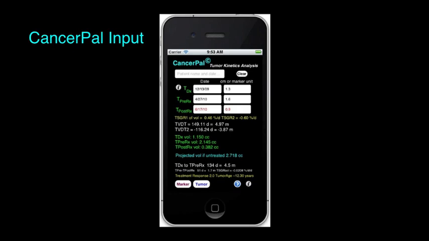In addition to the patient's name, CancerPal only requires input of either 3 tumor or tumor marker measurements: one made at the time of diagnosis, one just prior to the start of therapy, and the third at the time the efficacy of therapy is evaluated. Here, CancerPal's output parameters are noted in red.